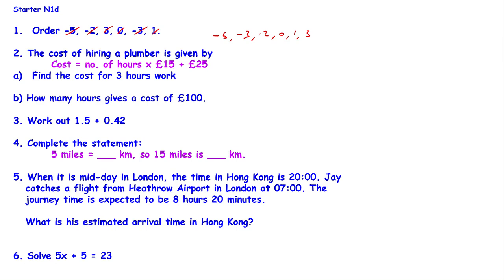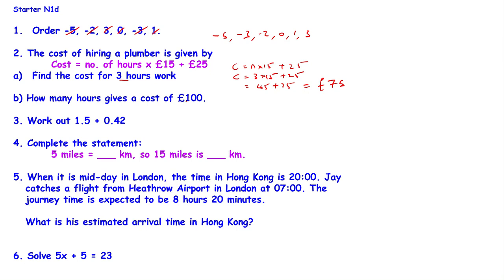Question number 2. Cost of hiring a plumber is given by this formula, C is equal to the number of hours, N times 15 plus £25. What's the cost for 3 hours work? So for 3 hours, C is going to be equal to 3 times 15 plus 25, which is equal to 45 plus 25. So when we add those together, we get £75.